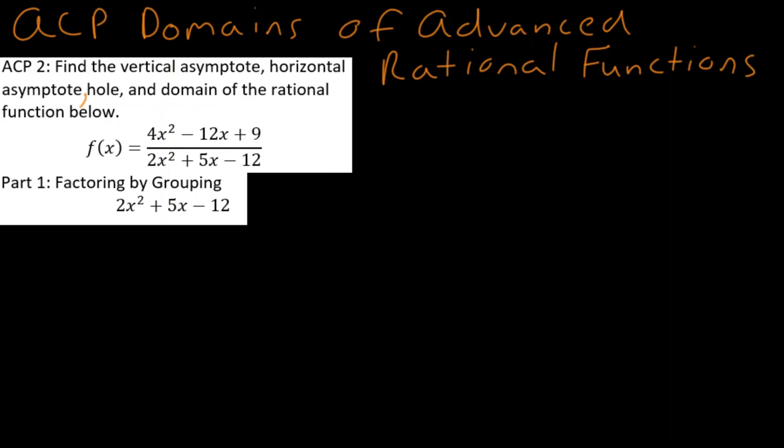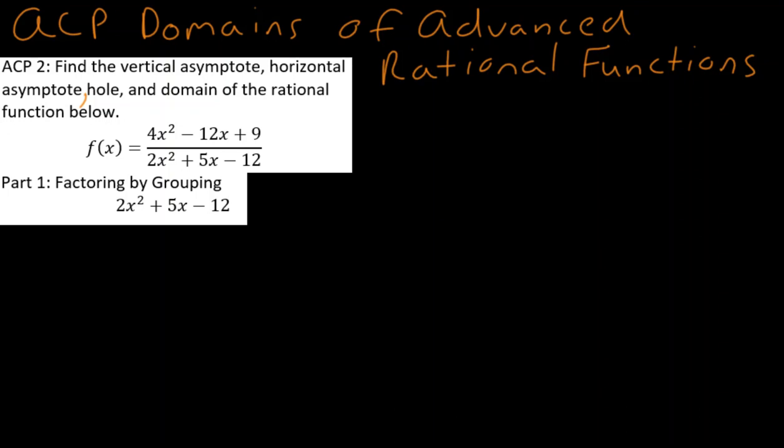Alright, so in this one we're given the function f of x is equal to 4x squared minus 12x plus 9, and on the denominator 2x squared plus 5x minus 12. Now, I have broken this up into 3 parts, and after we go through each part, then we'll go ahead and find the domain of that rational function. So, how should you view this? Well, you're going to have to use factoring by grouping on both the top and the bottom.